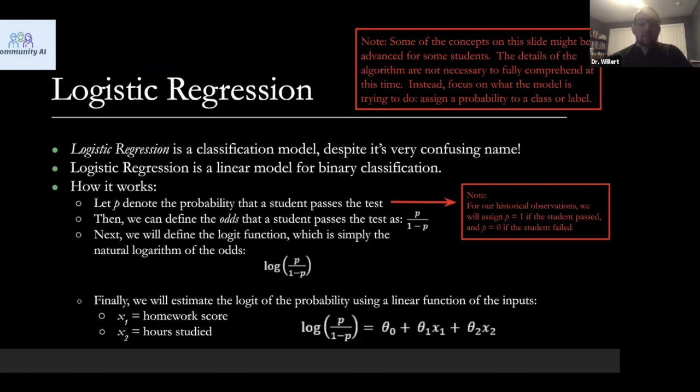And finally, we'll estimate the logit of the probability using a linear function of the inputs. So this almost looks exactly like linear regression, which might help explain why logistic regression got its name. So we'll define the log of P over 1 minus P equals theta 0 plus theta 1 x1 plus theta 2 x2, where x1 is the homework score and x2 is the number of hours studied. And theta 0, theta 1, and theta 2 are again our parameters.